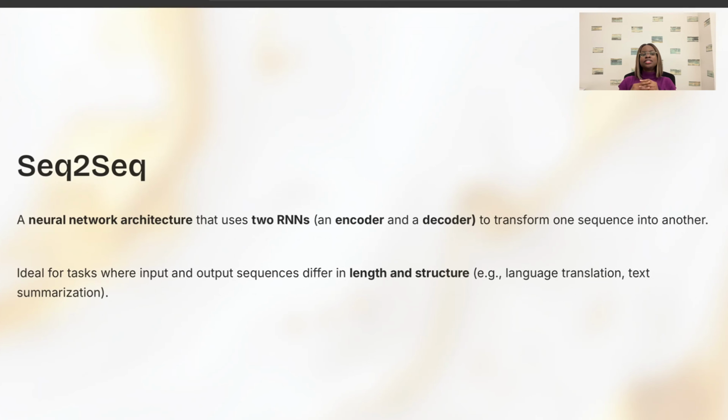Now, sequence to sequence, that's what it means, sequence to sequence. It's written as this short form. Sequence to sequence is a neural network architecture, of course, that uses two RNNs, an encoder and a decoder. I'll explain those in a second, to transform one sequence to another.